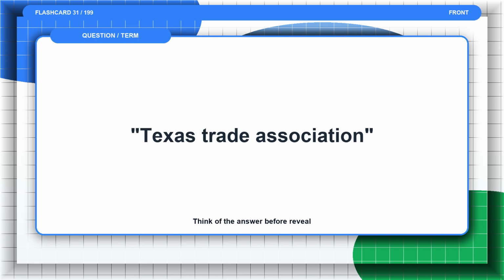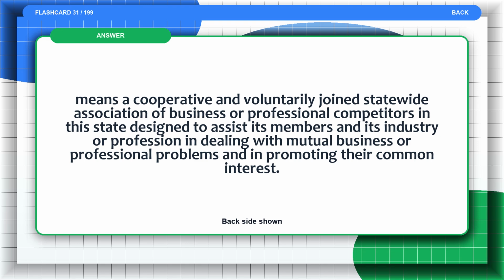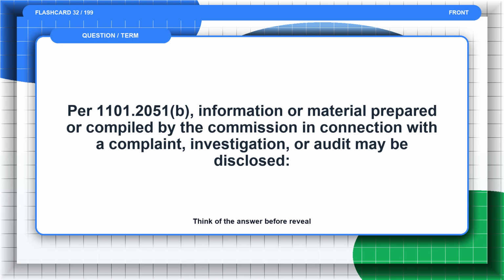Texas Trade Association. Pause and think of the answer before the reveal. The answer means a cooperative and voluntarily joined statewide association of business or professional competitors in this state designed to assist its members and its industry or profession in dealing with mutual business or professional problems and in promoting their common interest. Flashcard 32.